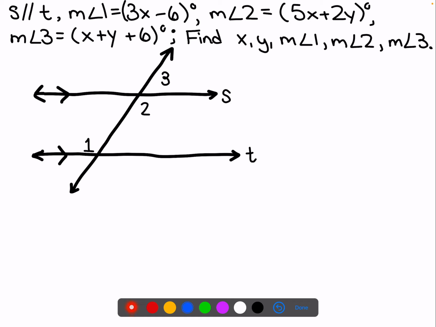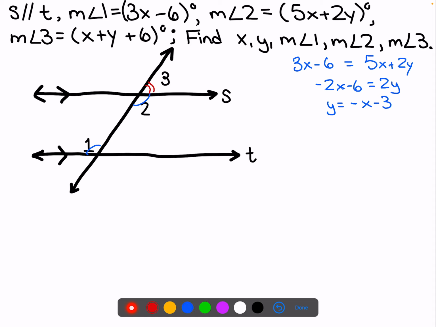All right, similar to the last one. First off, angle 1 and angle 2 are congruent because they are alternate interior angles. Angle 3 is supplementary to angle 2, which means that's also supplementary to angle 1 because those form a linear pair. So we can start off by saying measure of angle 1, which is 3x minus 6, is equal to the measure of angle 2, 5x plus 2y. That will give me, once I solve everything, negative 2x minus 6 equals 2y. Y is equal to negative x minus 3.